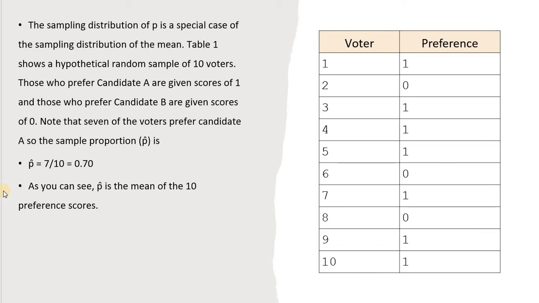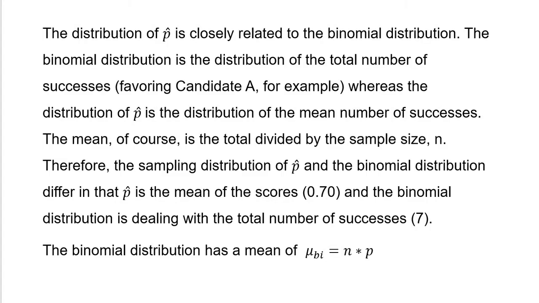And then we computed the proportion of voters who prefer candidate A. We counted the ones. We had 7 out of 10, which gave us p hat equal to 70%. As you can see here, we can assume that p hat is the mean of the 10 preference scores, 7 out of 10. That's exactly how we find the mean. Now keep this in mind as we progress.